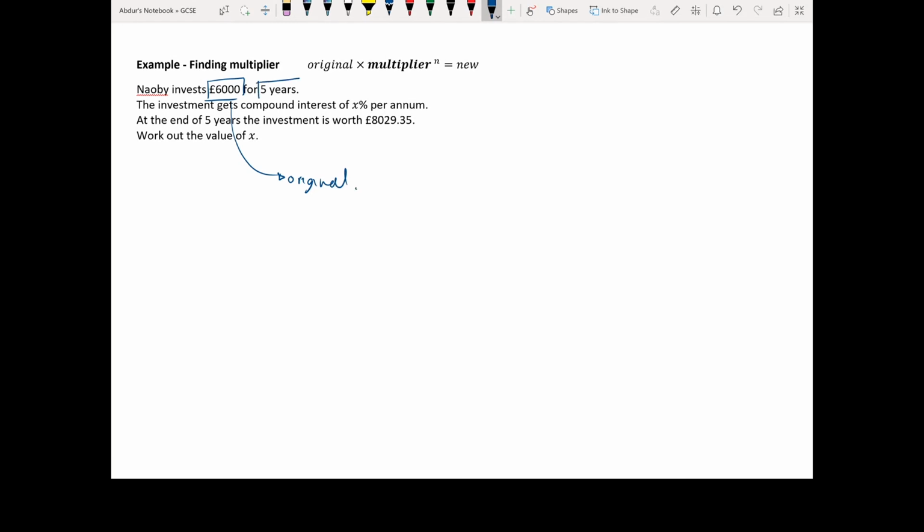5 years, so N is 5. The investment gets a compound interest of X%. So this percentage is unknown. If we don't know what the compound interest is, we won't actually be able to work out the multiplier. So this multiplier, whatever that may be, is unknown. And that's what we're trying to work out.